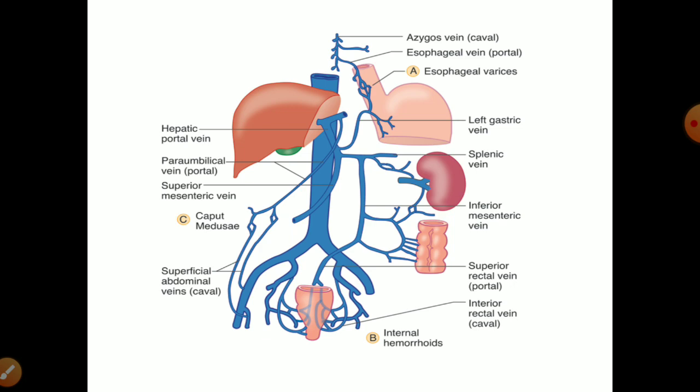So here you can see the lower end of esophagus. You can see the anal canal, that is B. The anterior abdominal wall is not shown here, but you can see caput medusae marked as C. We will come to that later.